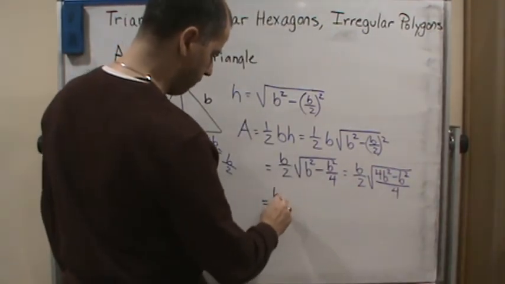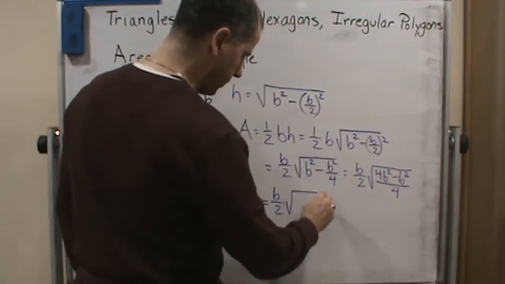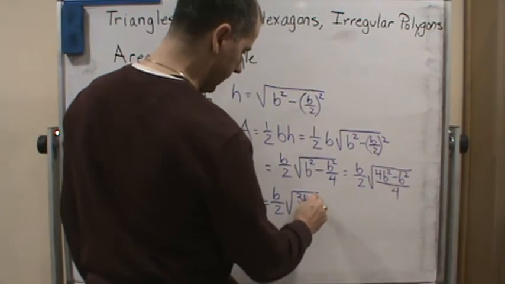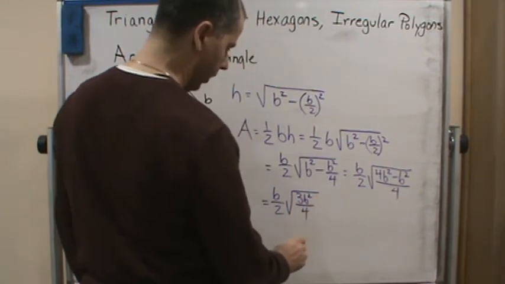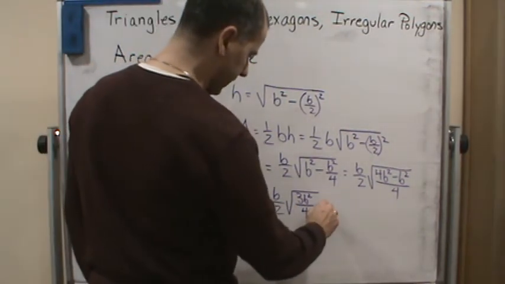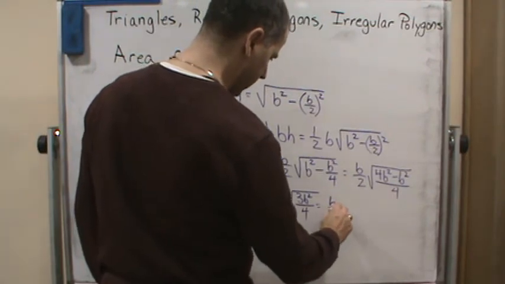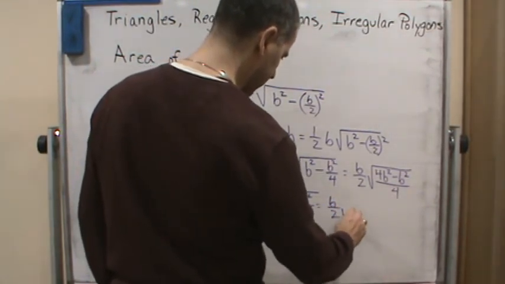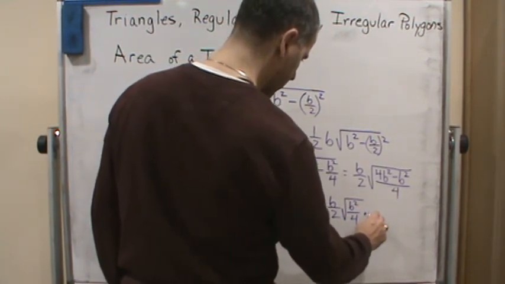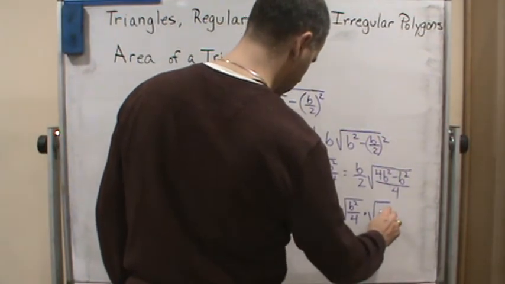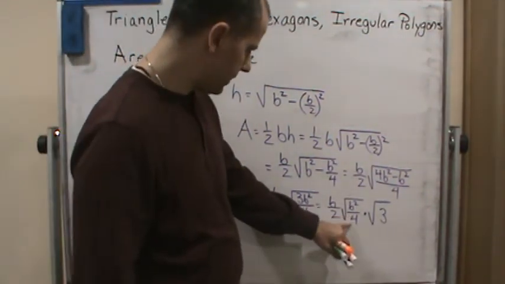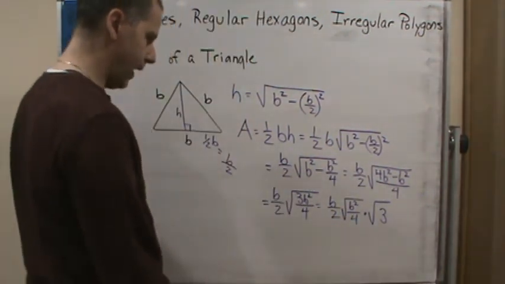Well, now what happens? This is going to become b over 2 times the square root. Now, what happens? This becomes 3b squared over 4. Well, 4 is a perfect square and b squared is a perfect square. So I'm going to split this up into 2 pieces. This is going to be b over 2, and I'm going to write this as the square root of b squared over 4 times the square root of 3. All right, now, what happens here? This becomes b over 2, right?